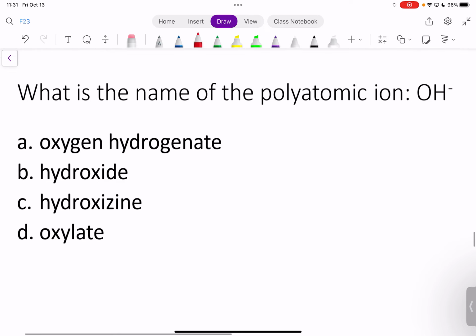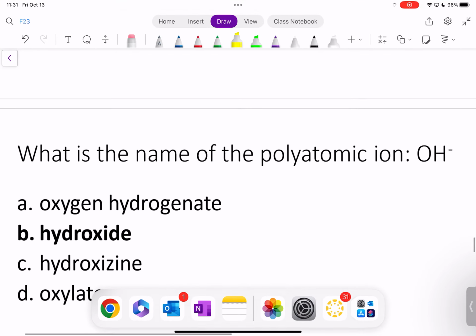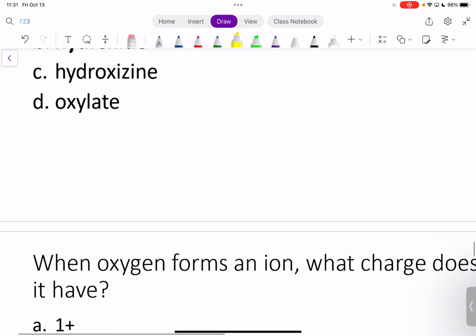All right, keep moving along here. Doing great. What is the name of the polyatomic ion? OH minus. This is just something you gotta memorize. Remember, it's on your table. Yeah, hydroxide. B, hydroxide. Oops. I get really fancy with these. Kind of fun. Hydroxide, OH minus. Gotta memorize it.